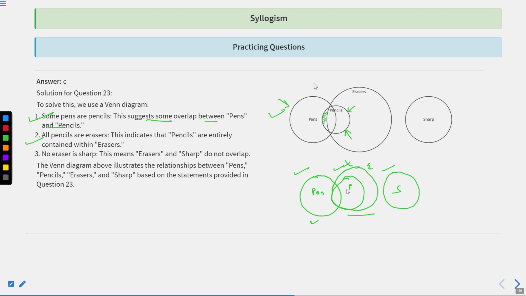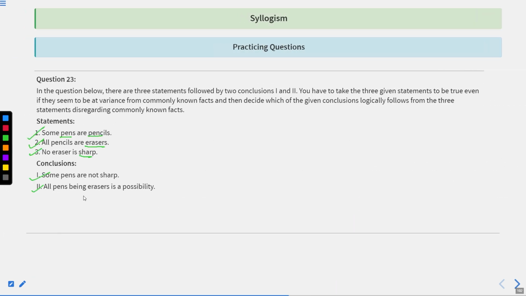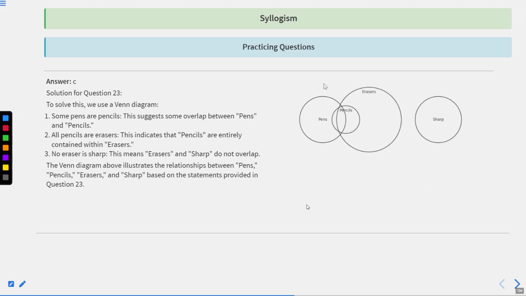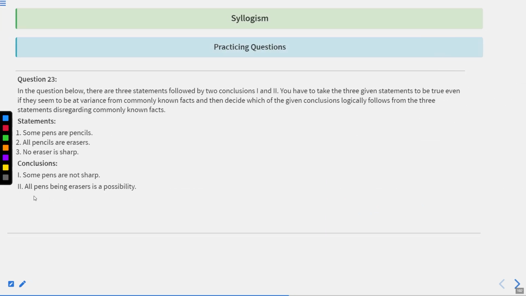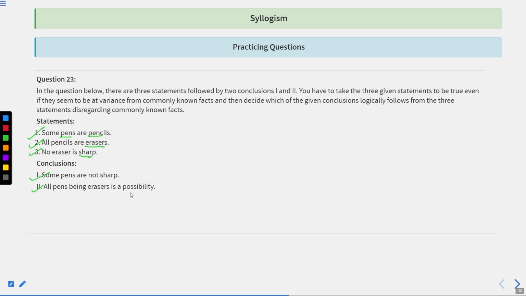As you can see, my dear students, there is some overlap between pencils and erasers. And the statement says all pens being eraser is a possibility. So if this would have been the overlap, there are chances that the whole eraser portion would have been inside it. So we can infer that all pens being eraser is a possibility. Again, the word is possibility.